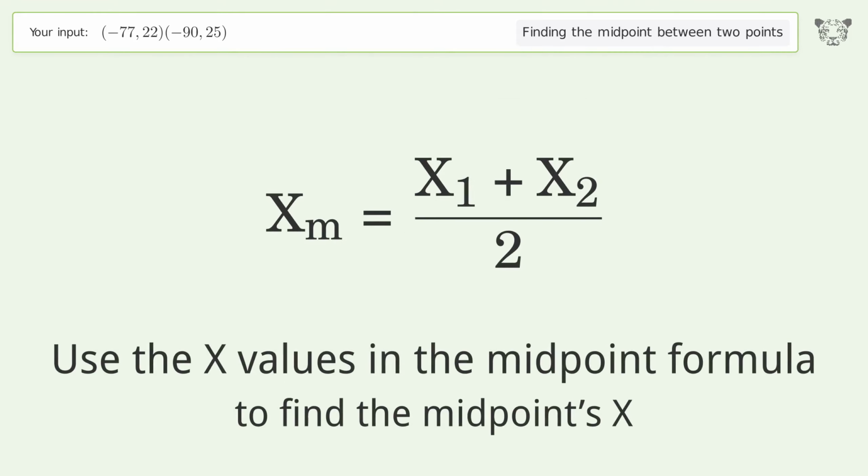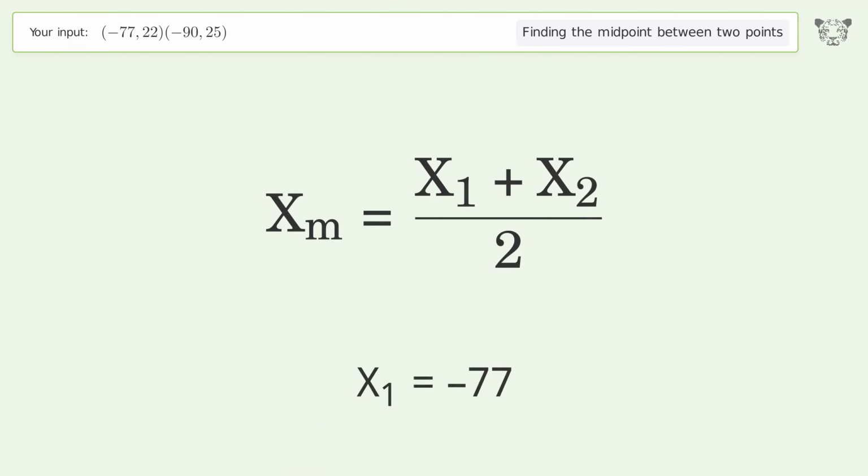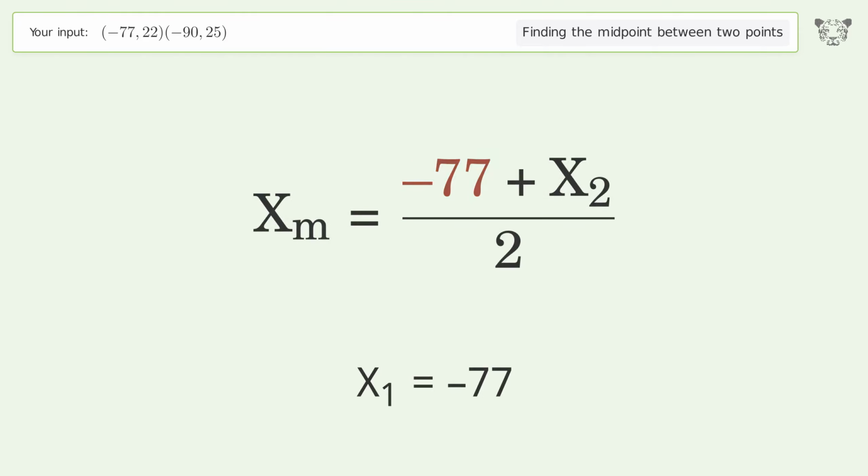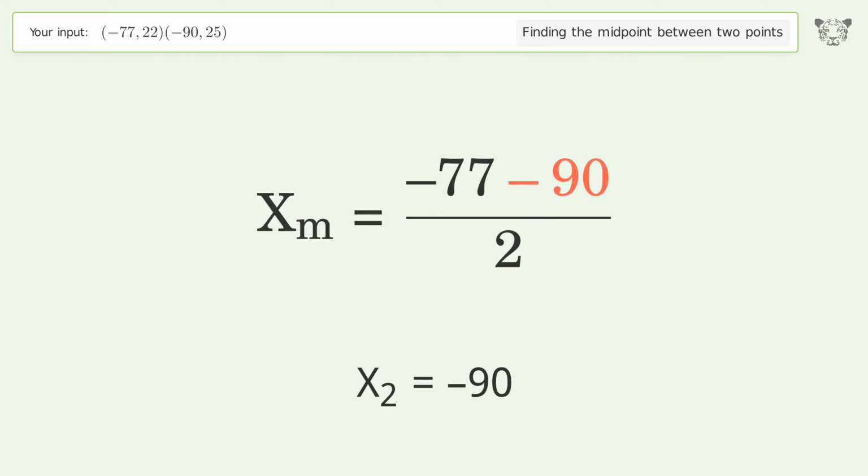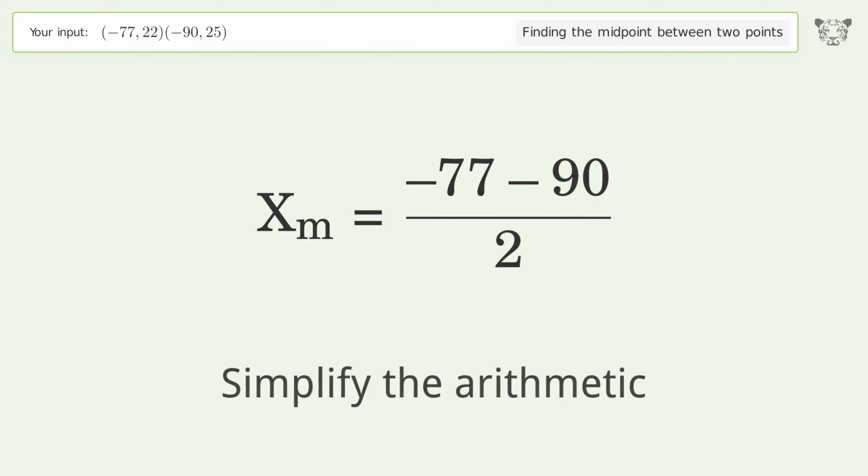Use the x values in the midpoint formula to find the midpoint's x. x1 equals negative 77. x2 equals negative 90. Simplify the arithmetic.